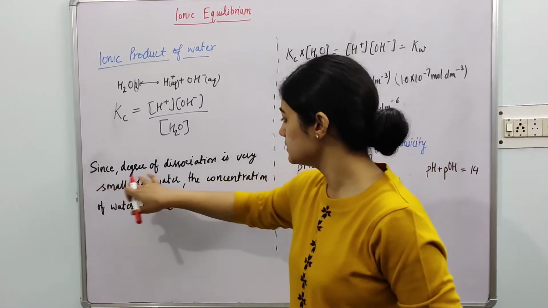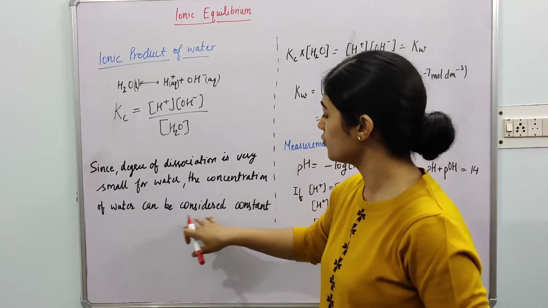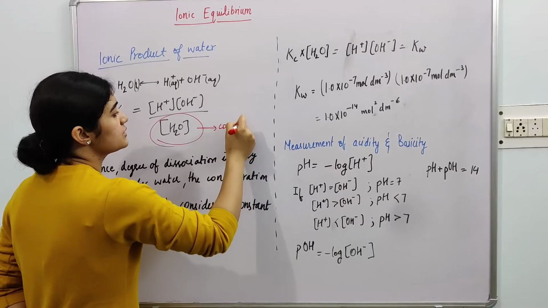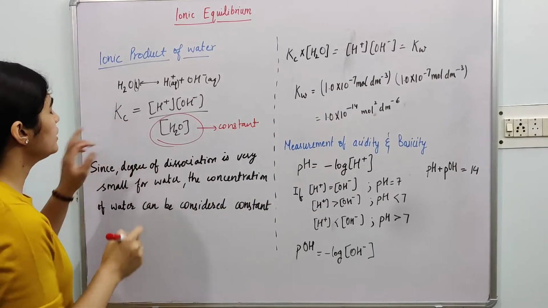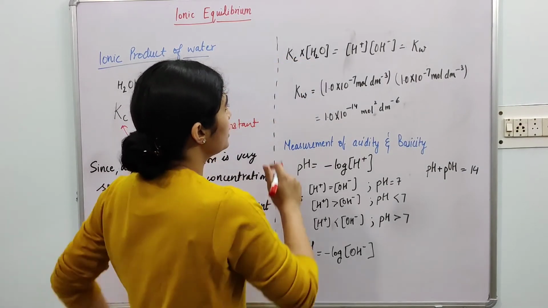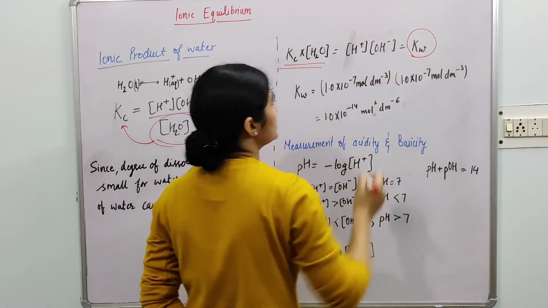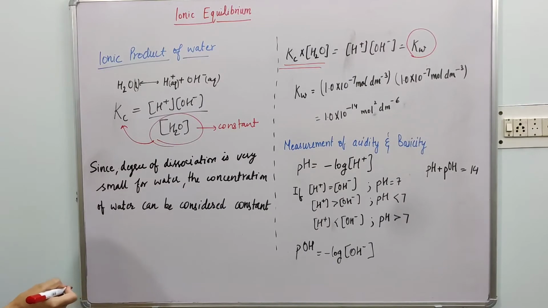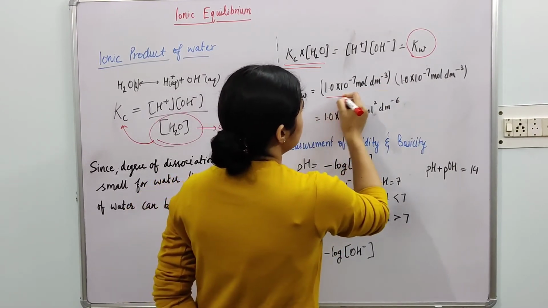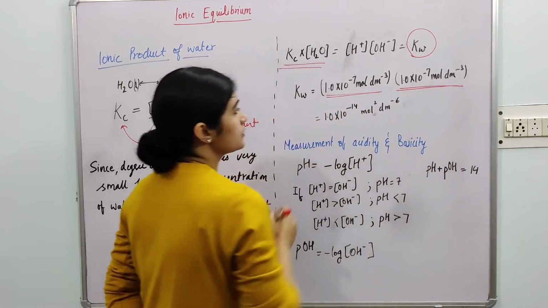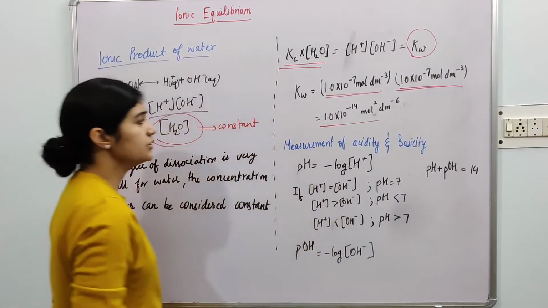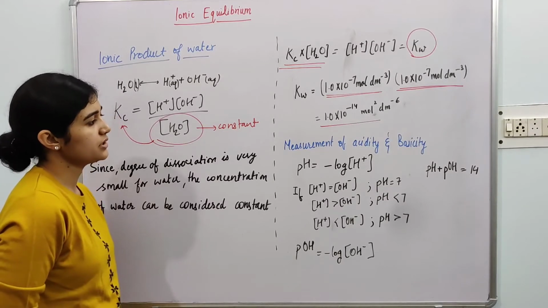Since the degree of dissociation is very small, the concentration of water can be considered constant. Now we can take this constant to the left hand side, where on multiplication with our equilibrium constant, we get a new constant Kw. This Kw is nothing but the ionic product of water. You can calculate the value of Kw using the values of H positive and OH negative. Once they are multiplied, you get Kw equal to 1.0 into 10 raised to power minus 14 mole square decimeter raised to minus 6.